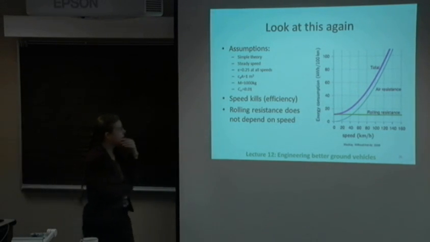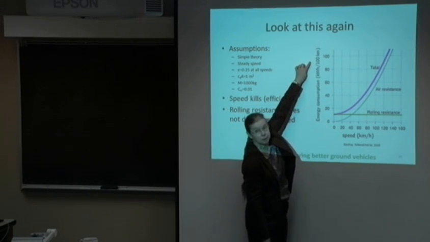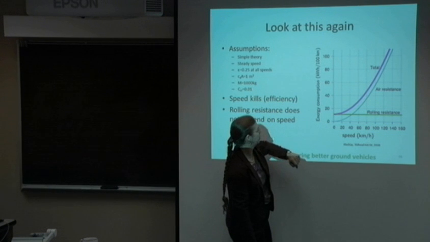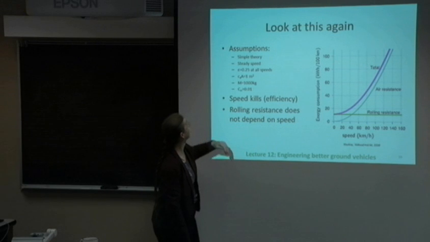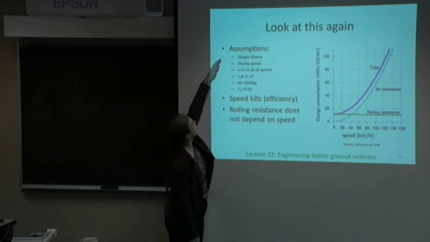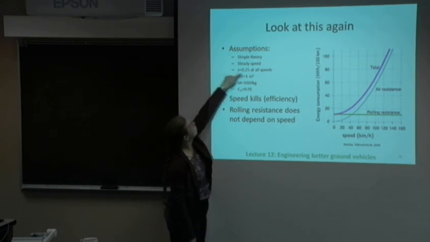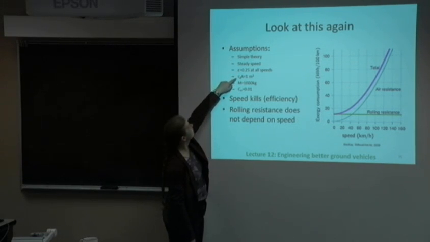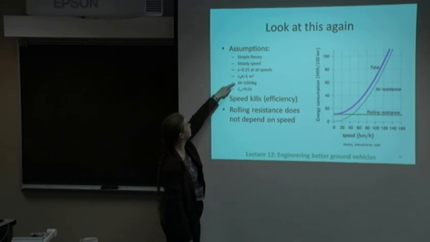So you remember we had this plot last time. This is energy consumption in kilowatt hours per 100 kilometers. So it's normalized to distance is what we say. And this is speed in kilometers per hour. So the assumptions that go into this graph, we use a simple theory, that equation we had. We go at steady speeds, so we weren't braking or anything. We assumed an engine efficiency of 1/4 at all speeds. We said that the drag coefficient times the area was a meter squared, just to compare all different things, 1,000 kilograms of mass. Rolling resistance is 0.01.